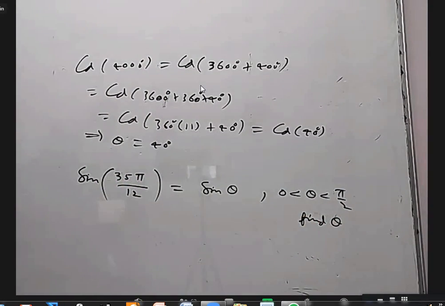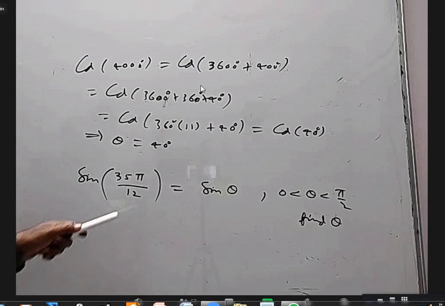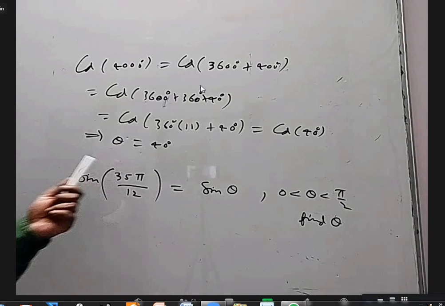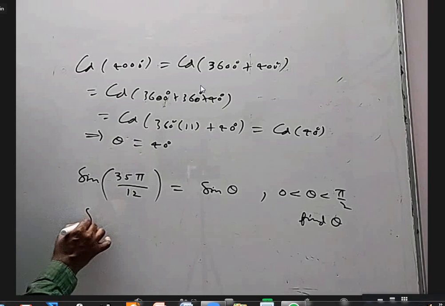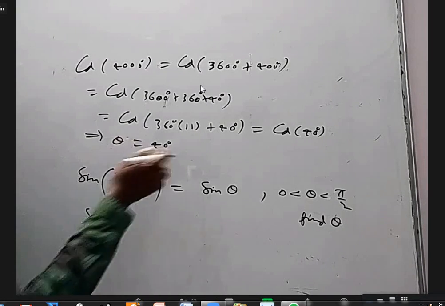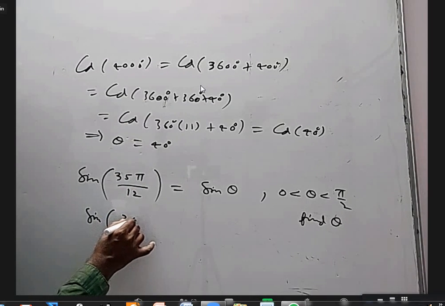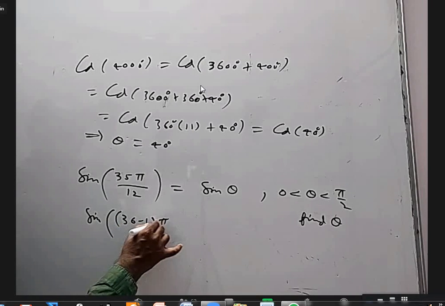Okay. This is given in radians. Sin 35 pi by 12 is equal to sin theta, where theta is an acute angle. You have to find theta. Try to write this as a mixed fraction, or see what is the nearest multiple of the denominator close to the numerator. What is the multiple of 12 which is close to 35? 36. Even though you can say 24, 36 is closer. So you can write this as 36 minus 1 into pi by 12.